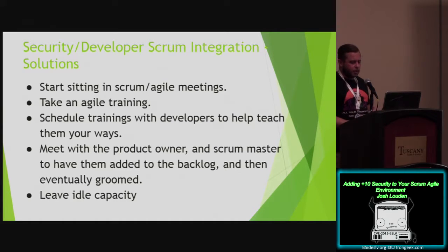meet with the product owner and the Scrum Master to add these to the backlog and then eventually get them groomed. Some security fixes might not be immediately within the scope of the current project, so they might not get fixed as quick as you want. Sometimes leaving idle capacity to allow developers to handle a crisis, or if issues need to be fixed but yet have not been groomed, or if it doesn't have acceptance criteria.